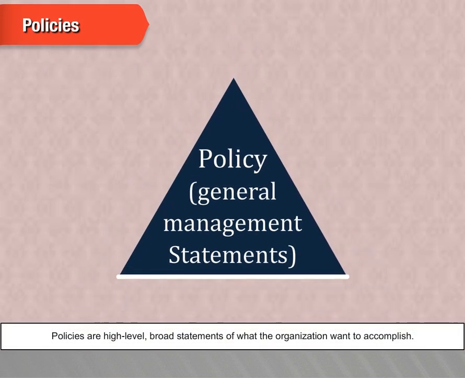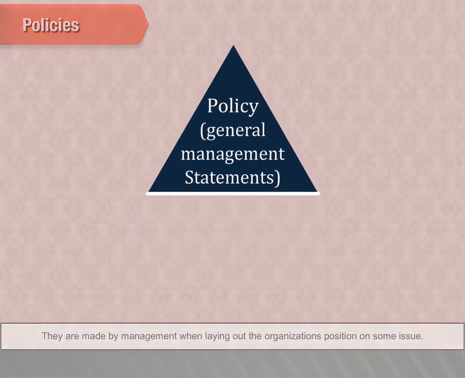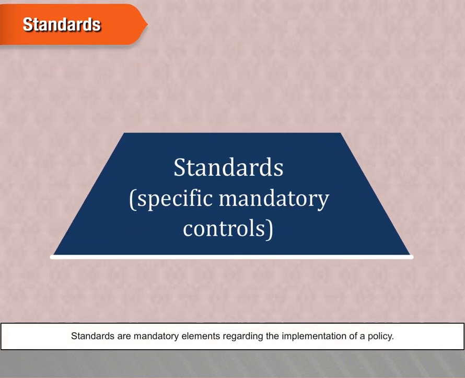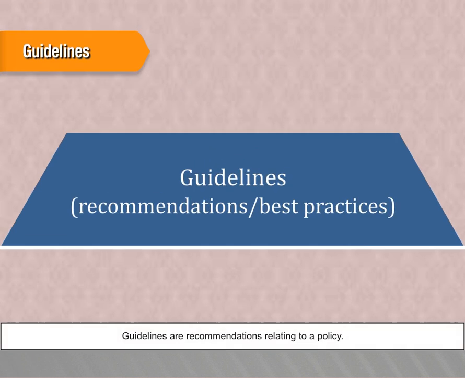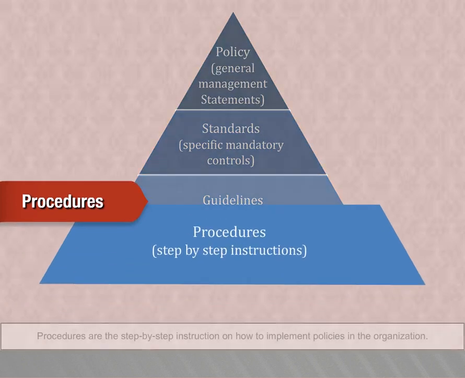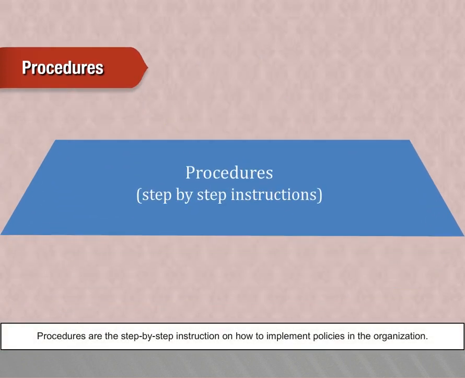Policies. Policies are high-level, broad statements of what the organization wants to accomplish. They are made by management when laying out the organization's position on some issue. Standards. Standards are mandatory elements regarding the implementation of a policy. They are accepted specifications providing specific details on how a policy is to be enforced. Guidelines. Guidelines are recommendations relating to a policy. Procedures. Procedures are the step-by-step instruction on how to implement policies in the organization.